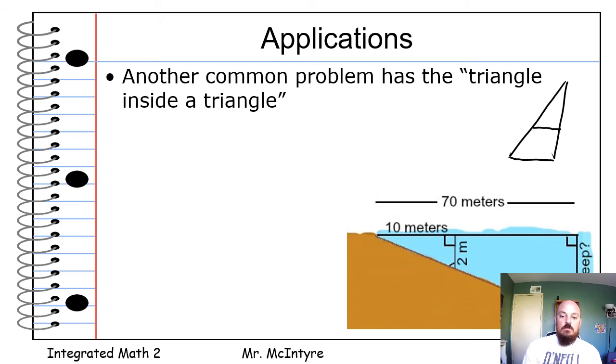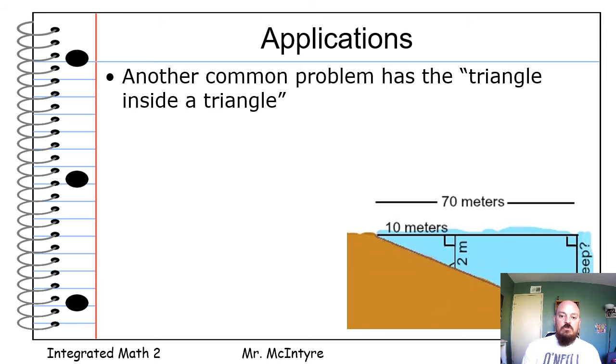So the small triangle is this red one right here. The big triangle is the whole thing. And those two end up being similar. So a lot of times in this situation, this one can be a little bit confusing. It might help you to draw them separately. So let's do that.